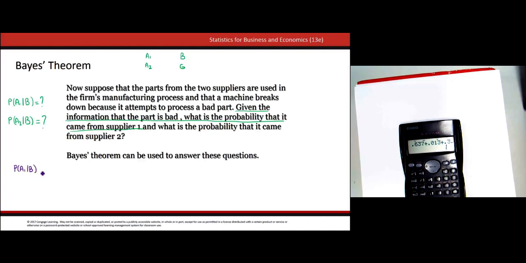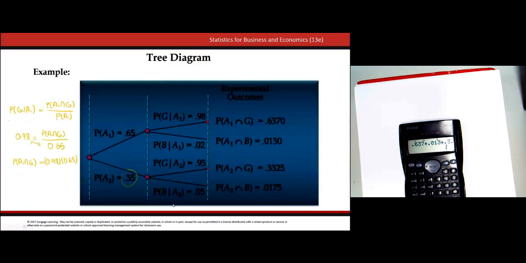This is the conditional probability. Assume we don't know Bayes theorem, but we know the conditional probability. This is A1 intersect B divided by probability of B. Do we know what A1 intersect B is from the tree diagram? 0.013.